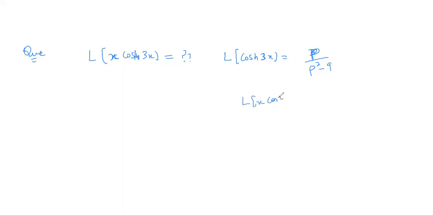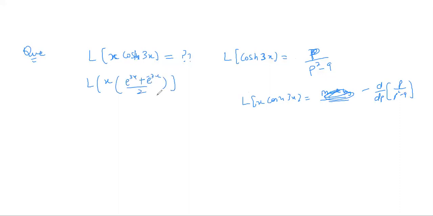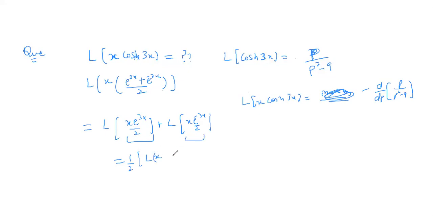And then when you are going to do this one, you use the property of multiplication, and so you have to differentiate, minus d by dp of p over p square minus 9. But the other way you can do it is to use the formula of cos 3x. Cos hyperbolic 3x is e raised to power 3x plus e raised to power minus 3x by 2. So this can be, because of linearity, 1 by 2 L of x e raised to power 3x plus 1 by 2 L of x e raised to power minus 3x.